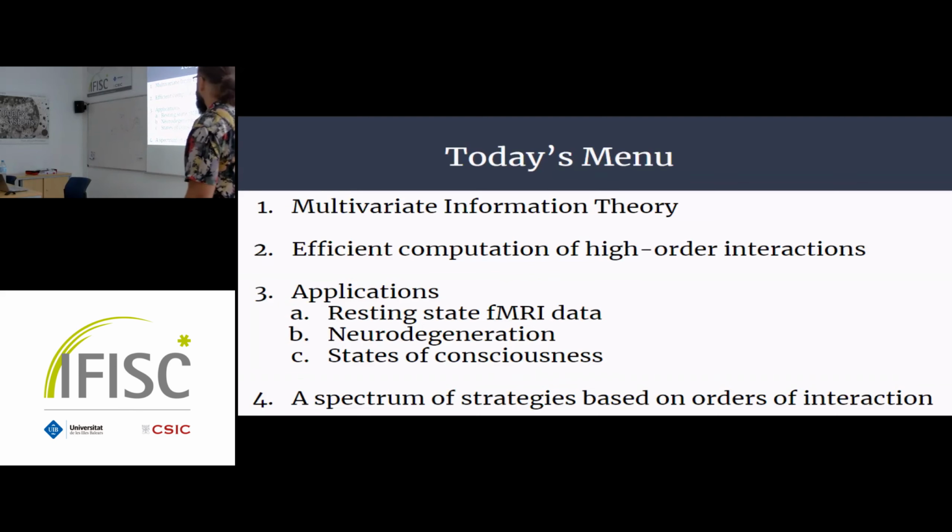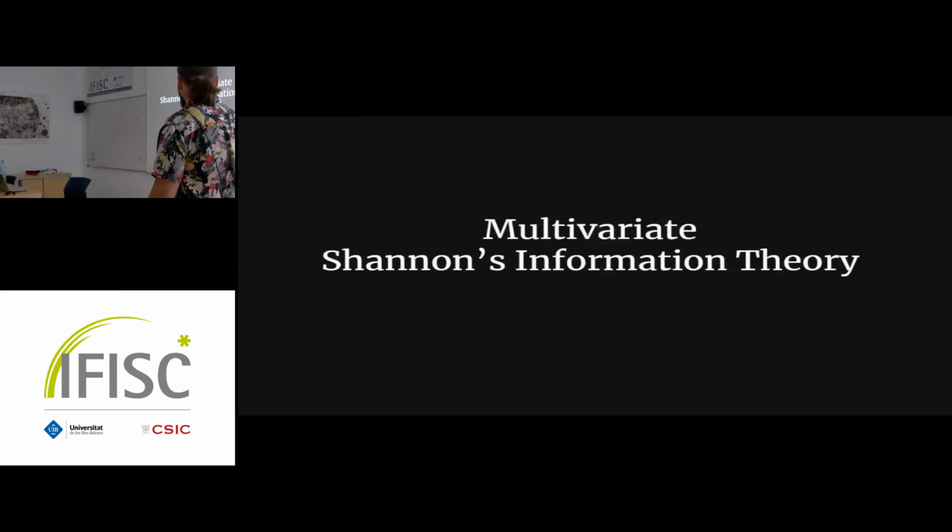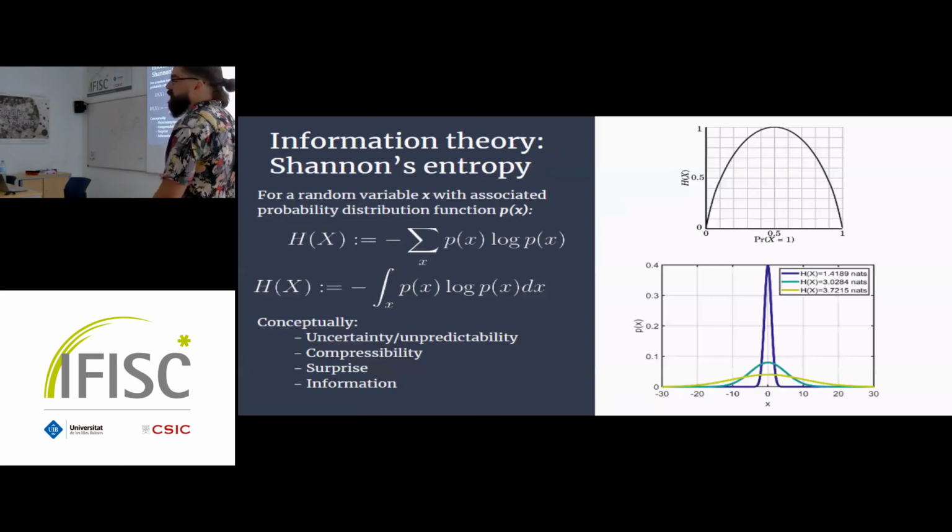And at the end, I just want to invite you to a small discussion about the spectrum of strategies based on orders of interactions and what the current challenges are of using this approach in neuroscience and potentially in complex systems in general. Okay, so multivariate Shannon's information theory. Everything starts with Shannon's entropy. There are many entropies.